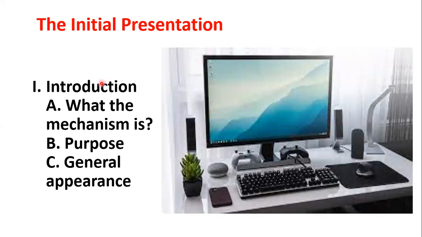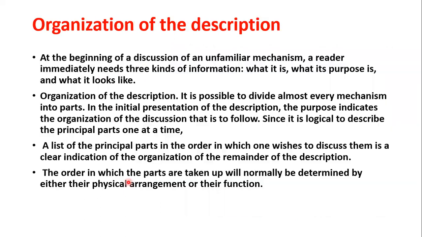Clear? So let's have a little reading. At the beginning of a discussion of an unfamiliar mechanism, a reader immediately needs three kinds of information: what it is, what its purpose is, and what it looks like. Clear? For example, you are introducing a new concept, a new machine. Then this is the very important information: what it is, what its purpose is, and what it looks like.